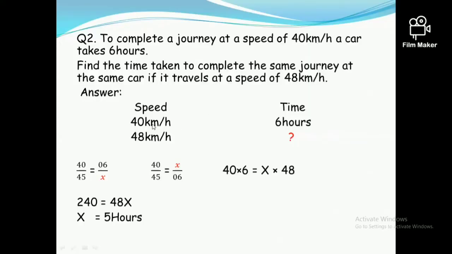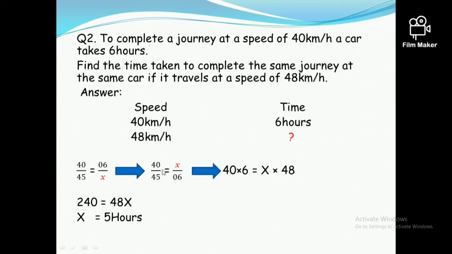Then for 40, 6 hours. For 48, how many hours? Then we will do the same thing. 6 per 40, how much for 48? The unknown we will put as x. What's the next step? You have to swap the numerator and denominator. You can change it from here or here, but I will change it from here. It doesn't matter where you change, you get the same answer. Then after that, cross multiply.